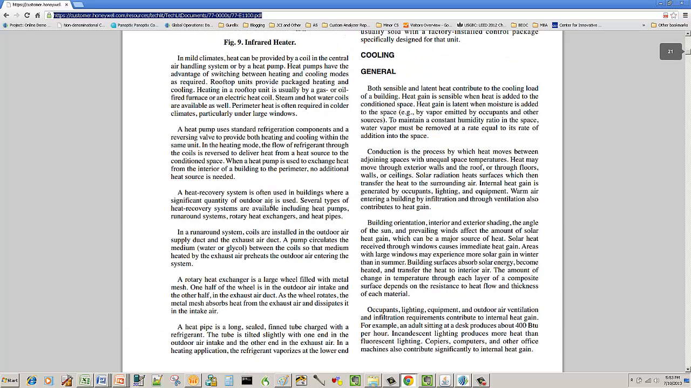Cooling, well, if heating is adding BTUs, and this all goes into the refrigeration cycle and into the cycle of heat and cooling, you're either adding BTUs or you're taking BTUs out. Cooling, you're taking BTUs and you're transferring them. And this sentence right here kind of describes it. Both sensible and latent heat contribute to the cooling load of a building. Heat is sensible when heat is added to the conditioned space.